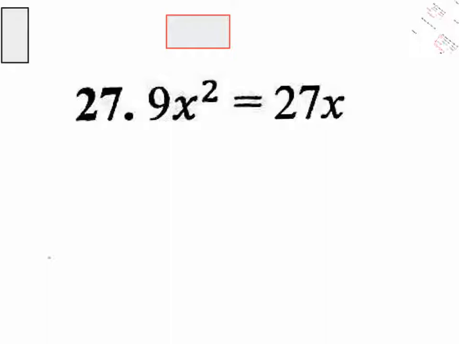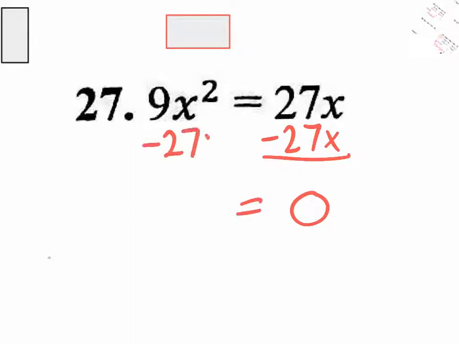Number 27, this one's even more entertaining because it's not even ready to factor yet. You cannot factor this. Remember, the whole purpose of factoring is to get multiplication so you could have something times something equals 0. And right here, you don't even have an equal 0 yet. So we need to first move this guy to the left. We need to get rid of that 27. We need it to be 0. So 27x, I need to take away 27x in order for it to become 0. But what I do to one side, I must do to the other side.